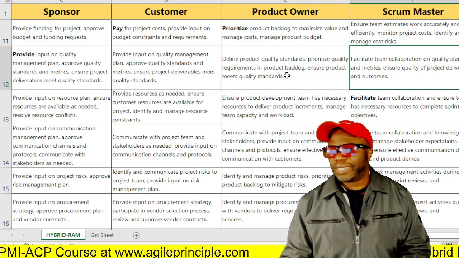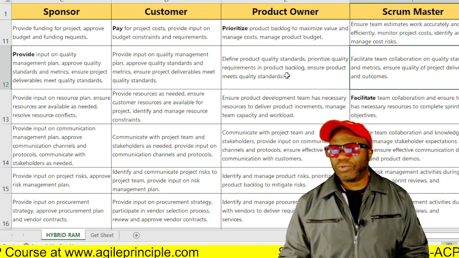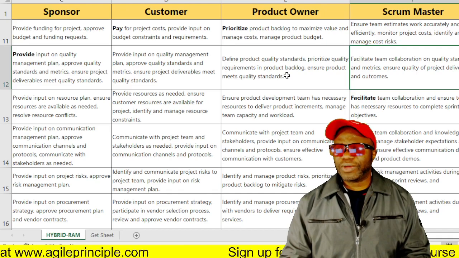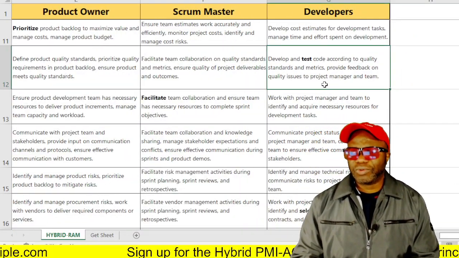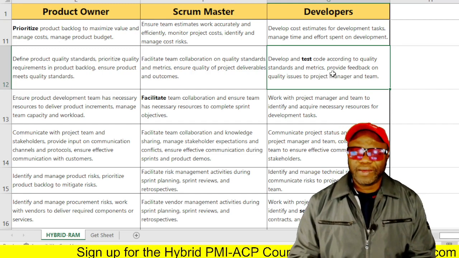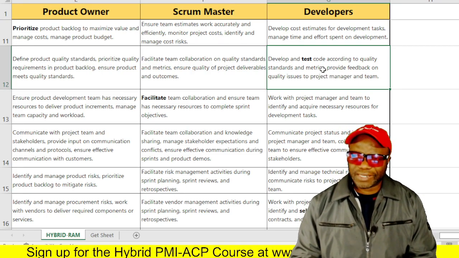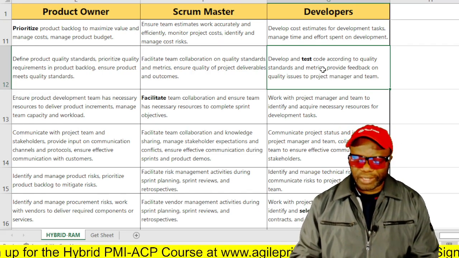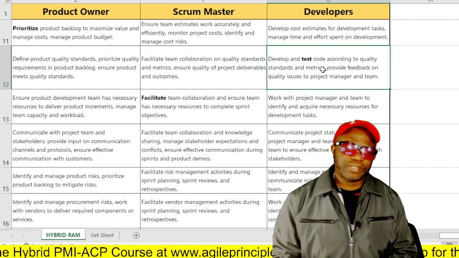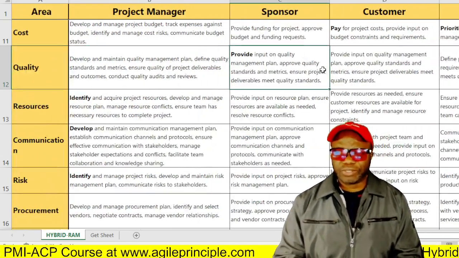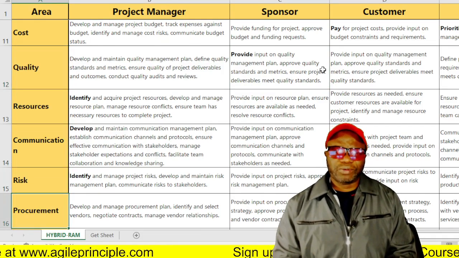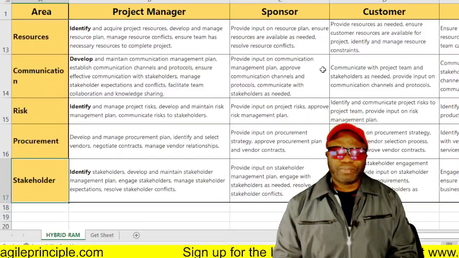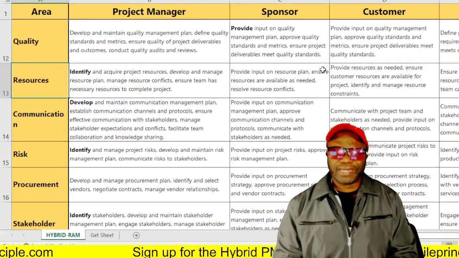All right, facilitates team collaboration on quality standards and metrics and so on. That is a Scrum Master. And develop and test code according to quality standards and metrics. We could also use words such as acceptance criteria and definition of done, of course, for the developers because they need to weigh in on those definitions of ready and done in something that we would call a team charter or team contract, team agreement, social contract, whichever document that is in.